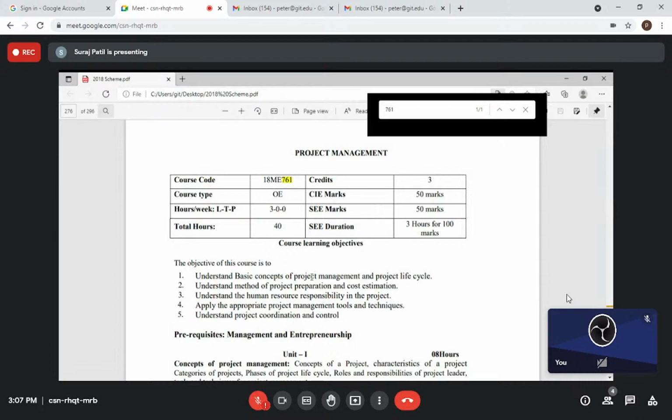Good afternoon, students. Am I audible to you? Yes, ma'am. Okay. So, myself, Gitanjali Gugri from Department of Mechanical. Here I am going to take project management for the open elective. The course code of this is 18ME761 and the open elective credits are 3. The maximum total hours we are going to teach is 40 hours.